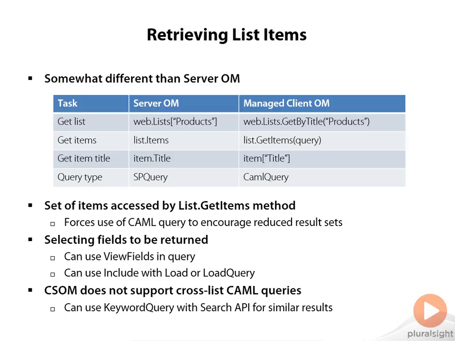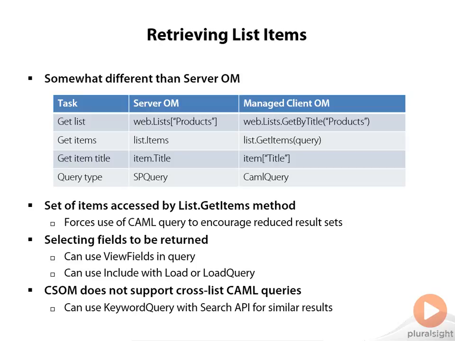The type we use in the client object model to represent a CAML query is called CamlQuery. The CAML queries themselves use the same hideously ugly XML syntax that we're used to in the server object model. When using a CAML query, we can specify the fields we want to be returned in the view fields in the query itself, or we can just omit the view fields and then use the parameters to Load or LoadQuery to specify the fields we want returned, as we've seen in previous examples.